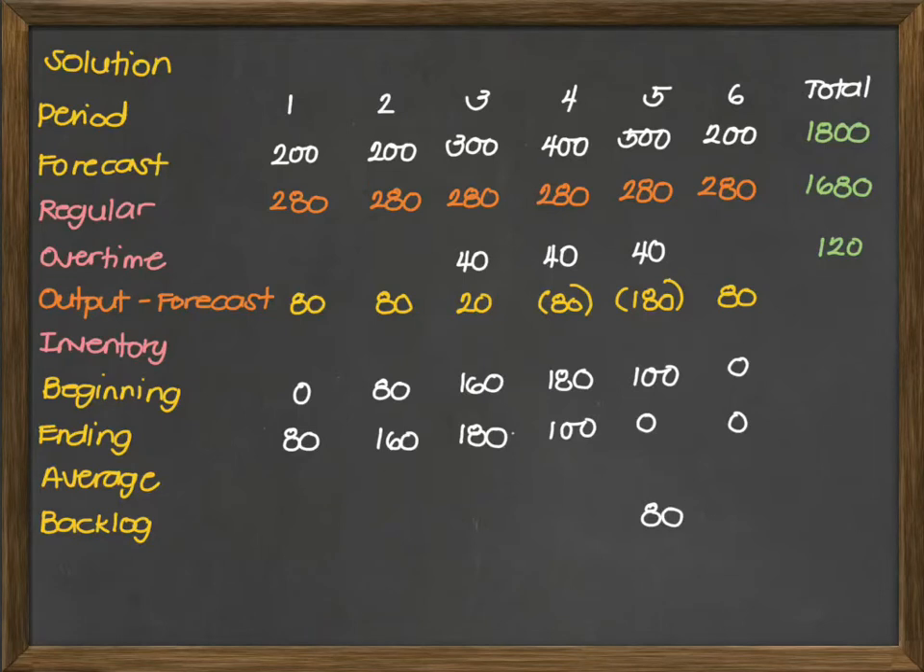Now, after this, we are going to get the average of your beginning and ending inventory. So, we have 40 for the first period. Then, 120, 170, 140, 50, and 0 for the last period. Then after this, again, we're going to get the sum of your average inventory and the sum of the total backlog na na-incur on this specific plan. So, yung ating total inventory is 520 and your backlog is total of 80 units.